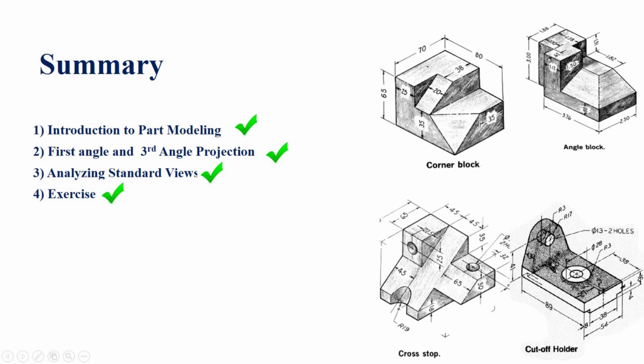Yeah, coming to the summary, we have covered introduction to part modeling, how we need to start with the basic sketches. We have even seen the first angle and third angle projections, how to deal with them, right? How to analyze the views, and by taking the isometric views and just imagining top views and right views and front views, we can create the models. So finally, we have gone through the exercises from intermediate level to advanced level. Well, I hope this video will help you to deal with all the steps to learn CATIA.